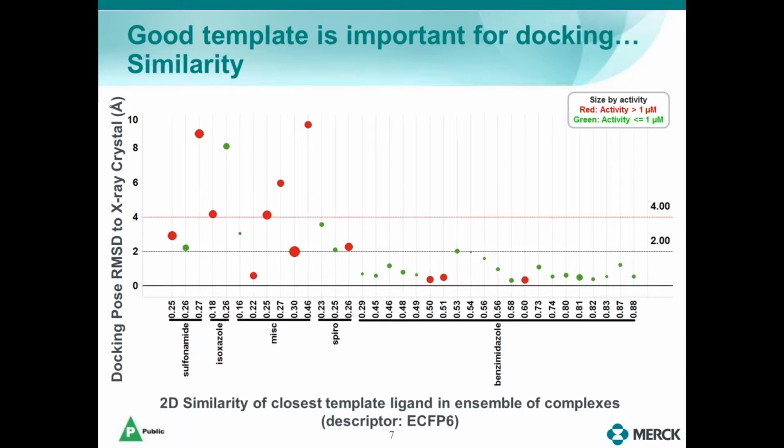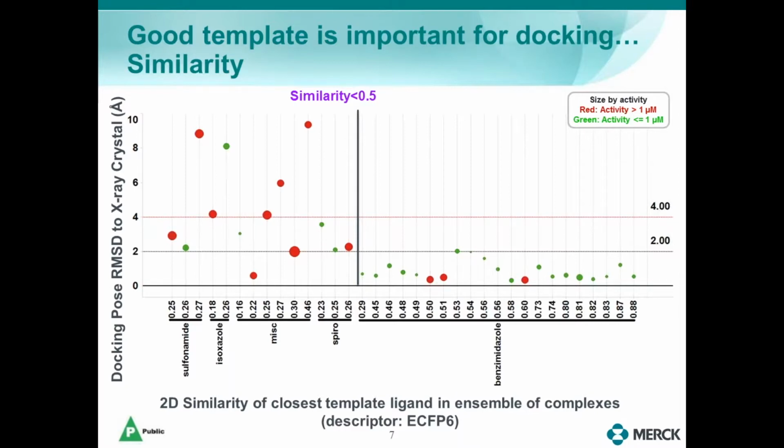As a first lesson learned from the docking, a good template is always important for docking. As shown here, a similarity cutoff of around 0.5 is found. For the first 4 chemical series with similarity less than 0.5, we didn't get any good docking poses, or most of the poses have a larger RMSD value.